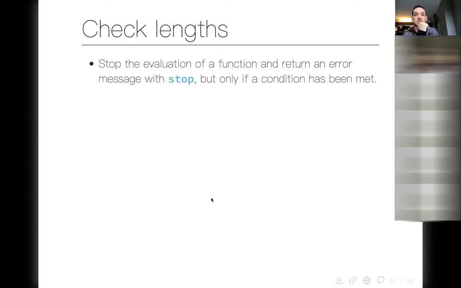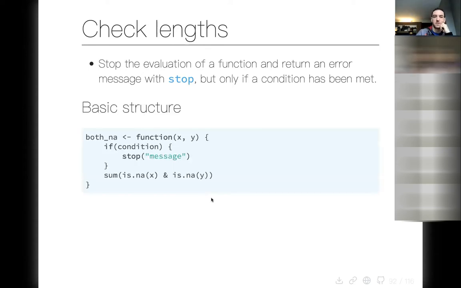So with checking the lengths, basically we want to check the length of A or x and check the length of B or y, and we're going to return an error. We're going to stop the evaluation of the function, and we're going to return an error message if they are not the same length. Okay, so the basic structure is going to look like this: function of x and y, if my condition, then stop, and then inside of stop, we put some message that we want to say.